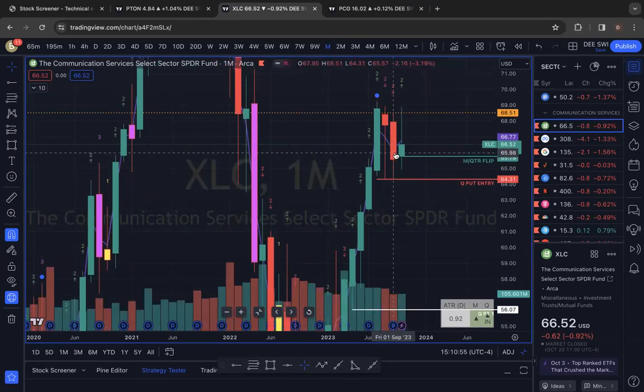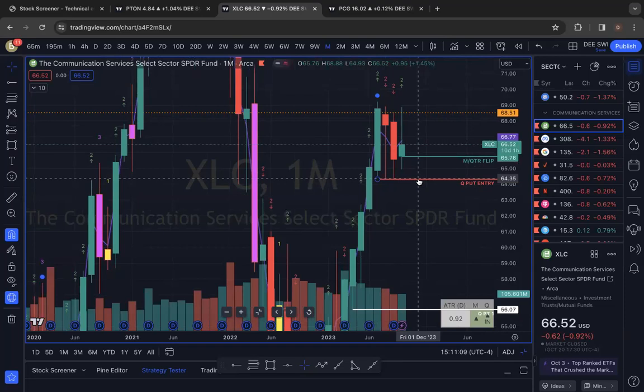As we can see, this month's low is 64.31. So the put entry for the month is the exact same as the put entry for the quarter. They share the same exact put entry. So if for any reason we go 2 down this month, it has the exact same put entry as the quarter.